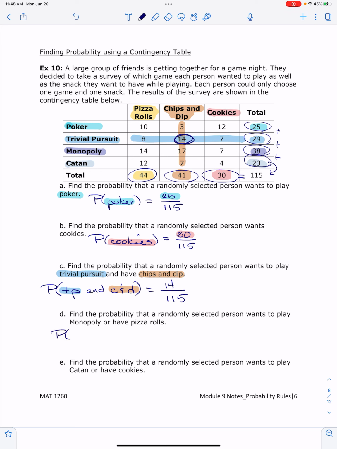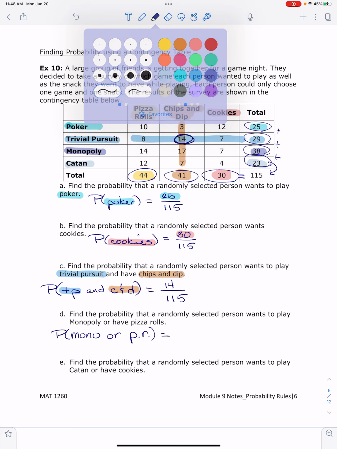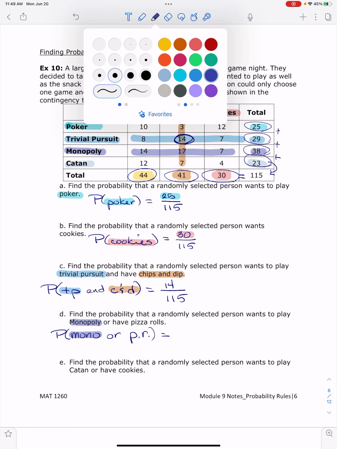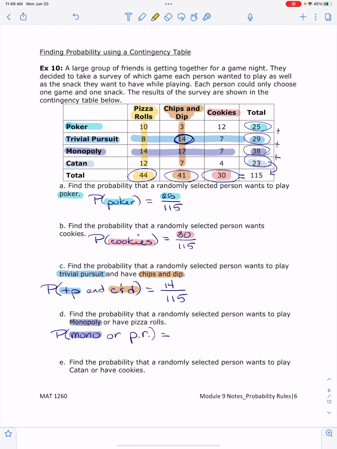D, we now have an or. Monopoly or pizza rolls. So here's everybody that wants to play Monopoly. Here's everybody that wants pizza rolls. Now notice, it's okay if they want poker and pizza rolls. We are looking for everybody that falls into either one of those categories.